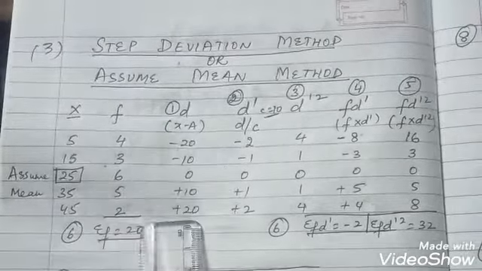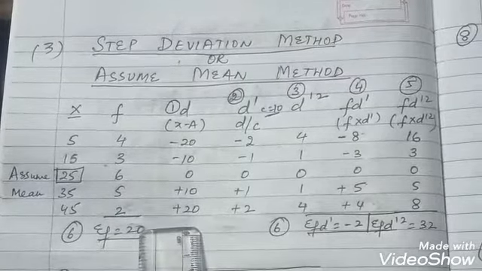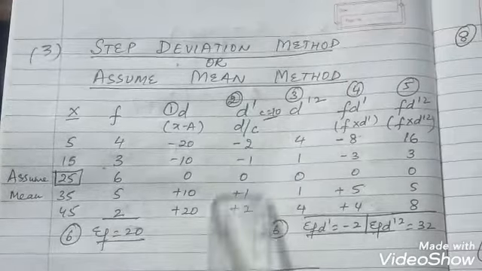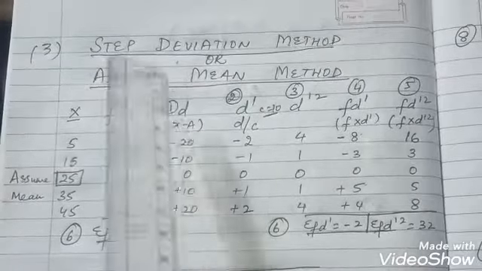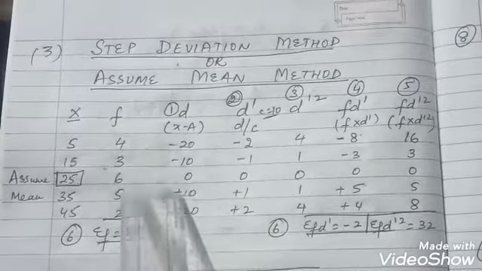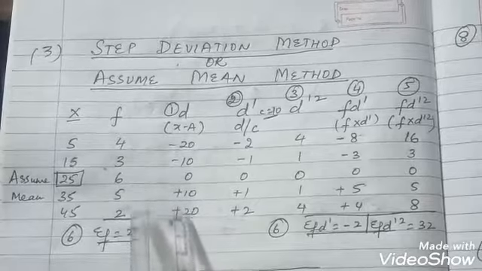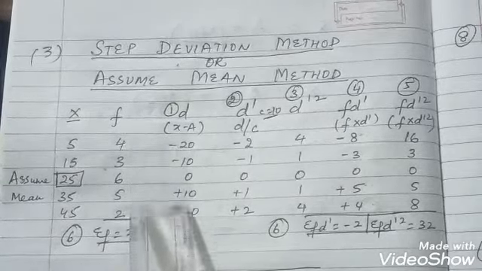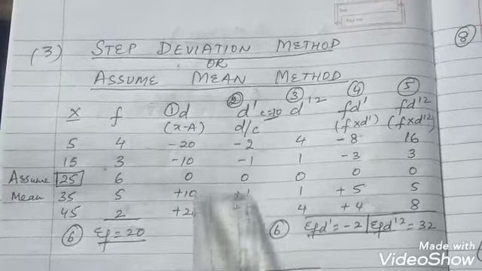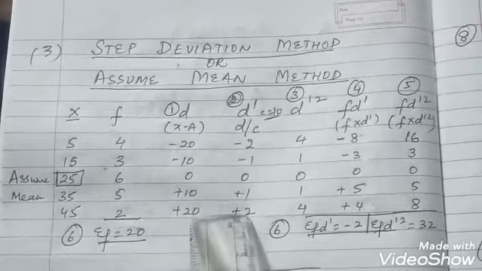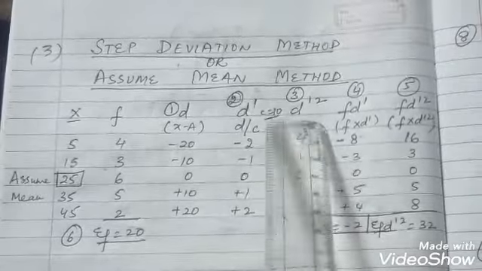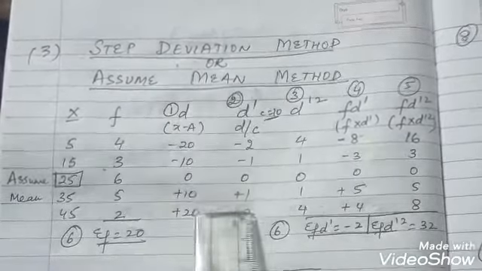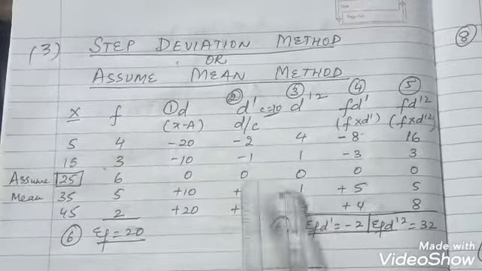The very first step, as you are very well aware, d, which is x minus a, and your a is 25 here. Then d dash, all of you know how to take out d dash. First look in the d column for the common factor. Here all these are divisible by 10. So you get your d dash which is minus 2, minus 1 and so on. Then you take d dash square. Now we will not take the square of d, we will take d dash square. So 4, 1, 0, 1, 4.